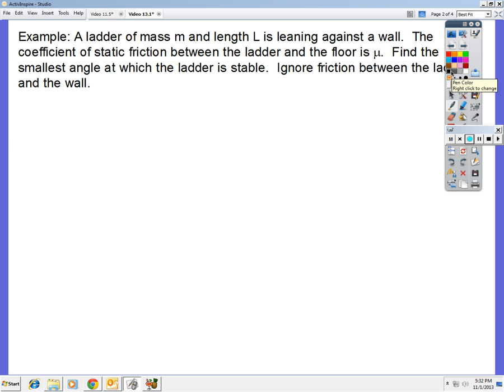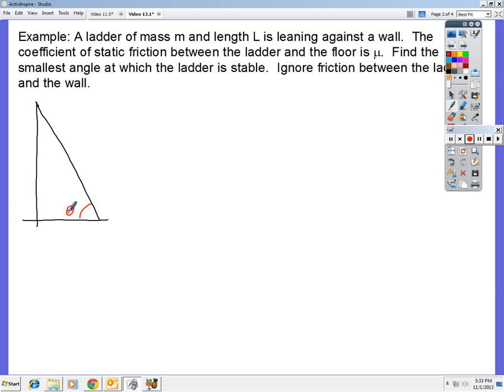We have a ladder of mass m and length L leaning against the wall. Coefficient of static friction between the ladder and the floor is mu. And we want to find the smallest angle theta at which the ladder is stable. The idea being that as you decrease theta, what happens? You're moving the bottom of the ladder away from the wall. It gets less stable, and at some point, the ladder is going to slip down from the wall, and whoever's climbing on it is going to get hurt.